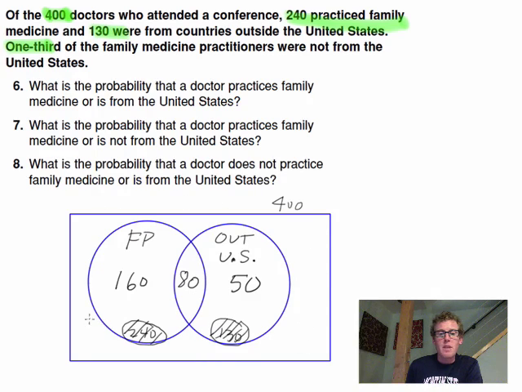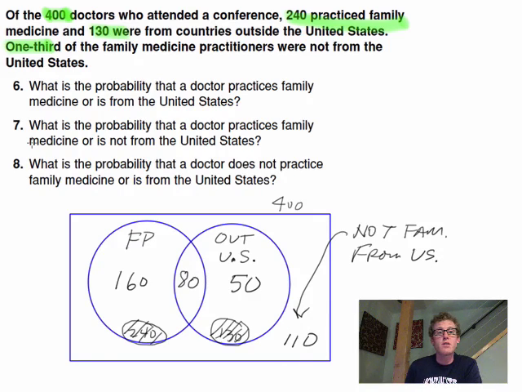Finally, to figure out the remainder that are not family practitioners and not in the US, I'm going to subtract 160 and 80 and 50 from 400. And what that amounts to is 110. So that means that there's 110 practitioners that are not family practitioners, and they are from the US. All right. From here, let's go ahead and answer the first question.